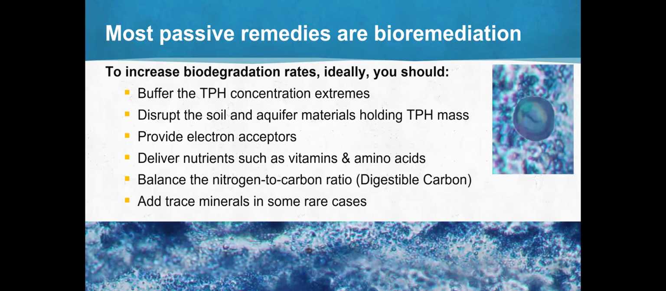Sulfate and nitrate are usually those that are easiest. You also have to deliver nutrients such as vitamins and amino acids. Most people don't think about this, but as an example from chlorinated solvents, you can have dehalococcoides to break down your chlorinated solvents, but if you run out of vitamin B12, they're done.